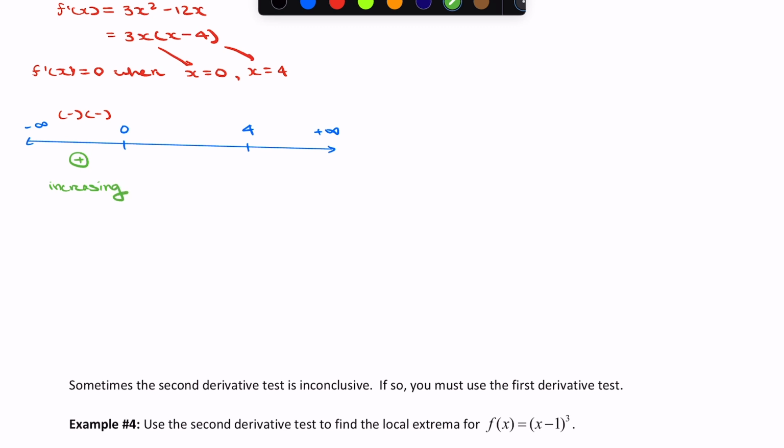From 0 to 4, we'll sub in a value such as 1. 3 times 1 is positive. 1 minus 4 is negative. So positive times negative will give us a negative value, which means that it is decreasing. And then we'll sub in a value greater than 4, so 5. 3 times 5, positive, 15. And 5 minus 4 is also positive. So here, we'll see that it is increasing from 4 to infinity.